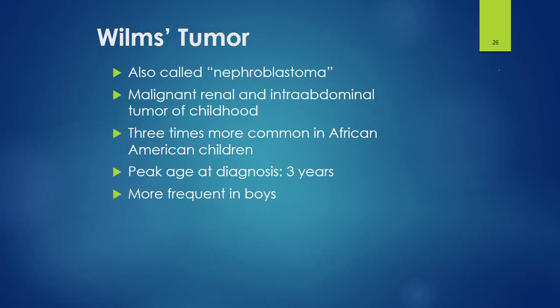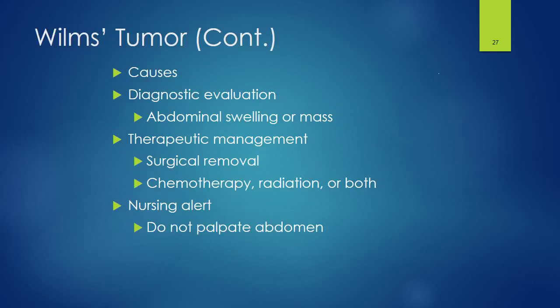Wilms tumor is also called nephroblastoma. It is a malignant renal and intra-abdominal tumor of childhood. It is 3 times more common in African American children. The peak age at diagnosis is 3 years, and it is more frequent in boys. Wilms tumor probably arises from a malignant undifferentiated cell capable of initiating the regeneration of an abnormal structure.